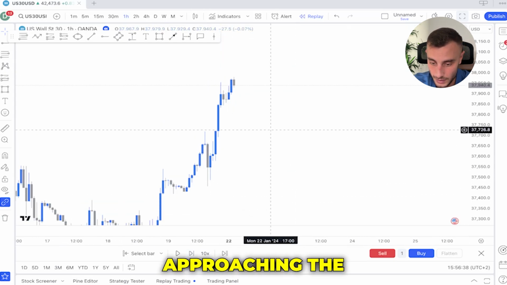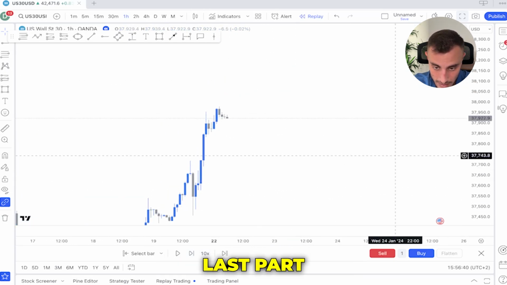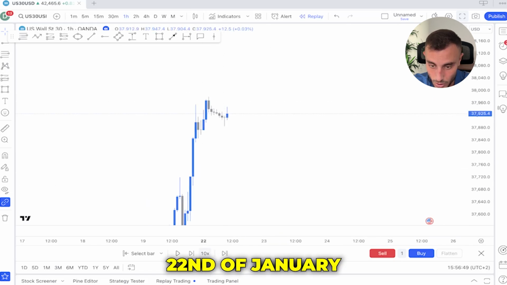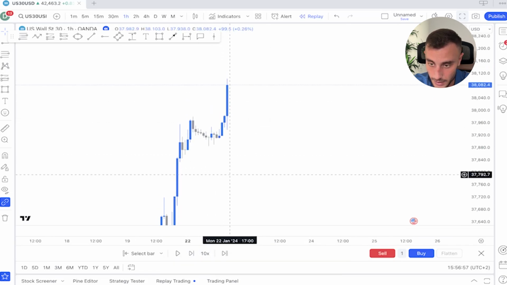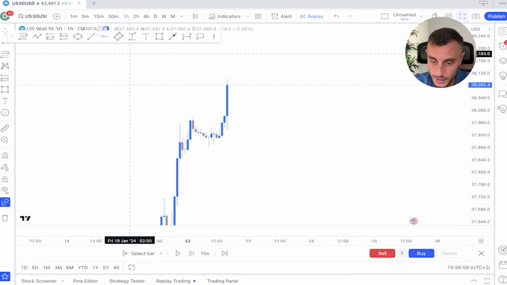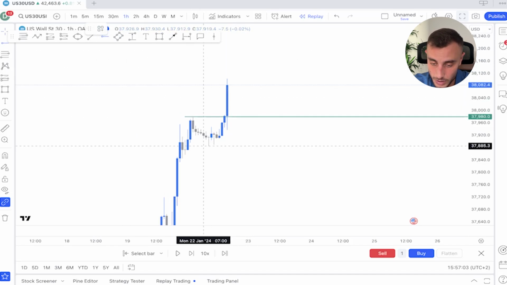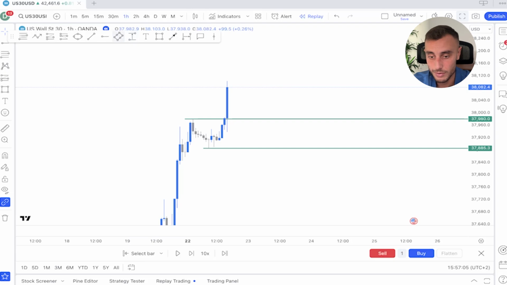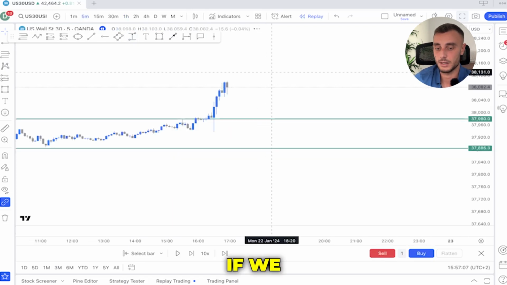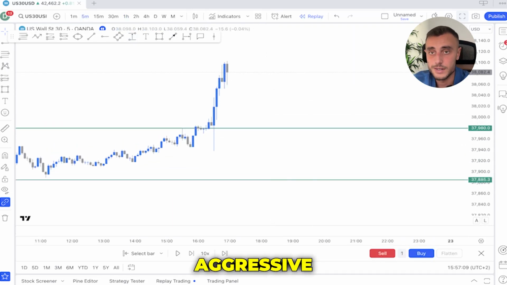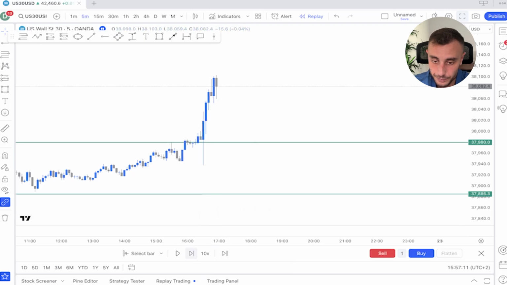We are approaching the last part of the month, 22nd of January. And here we are. We took this high here. Then we have another liquidity level here. And now we go on the 5 minute. Let's see on the 5 minute if we can get an aggressive market structure shift.